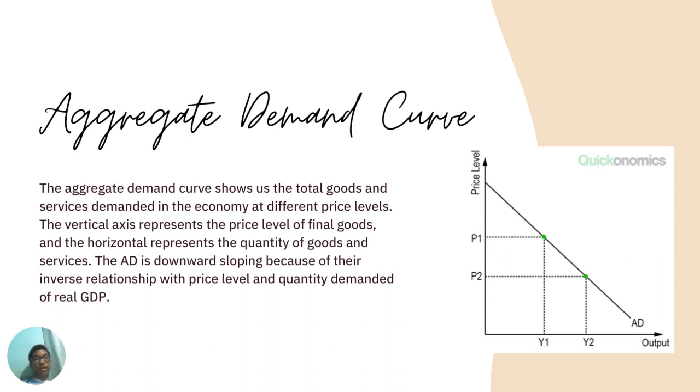Having all this cleared up, we can look at the curves. First, we have the aggregate demand curve. This curve shows us the total of goods and services that are demanded in the economy at different price levels. As we can see in this graph, the vertical axis represents the price level and the horizontal one represents the quantity of goods and services. The aggregate demand curve is downward sloping due to the relationship between the price level and the quantity demanded. When the price level increases, as we can see here, the quantity demanded reduces, and vice versa. When the price level reduces, the quantity demanded increases.